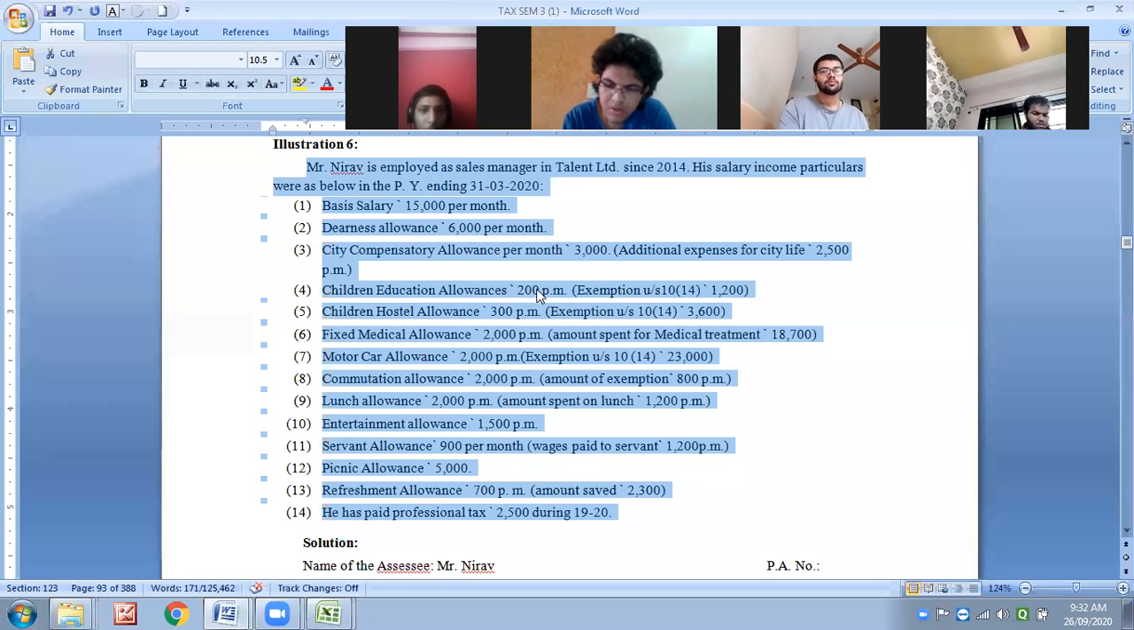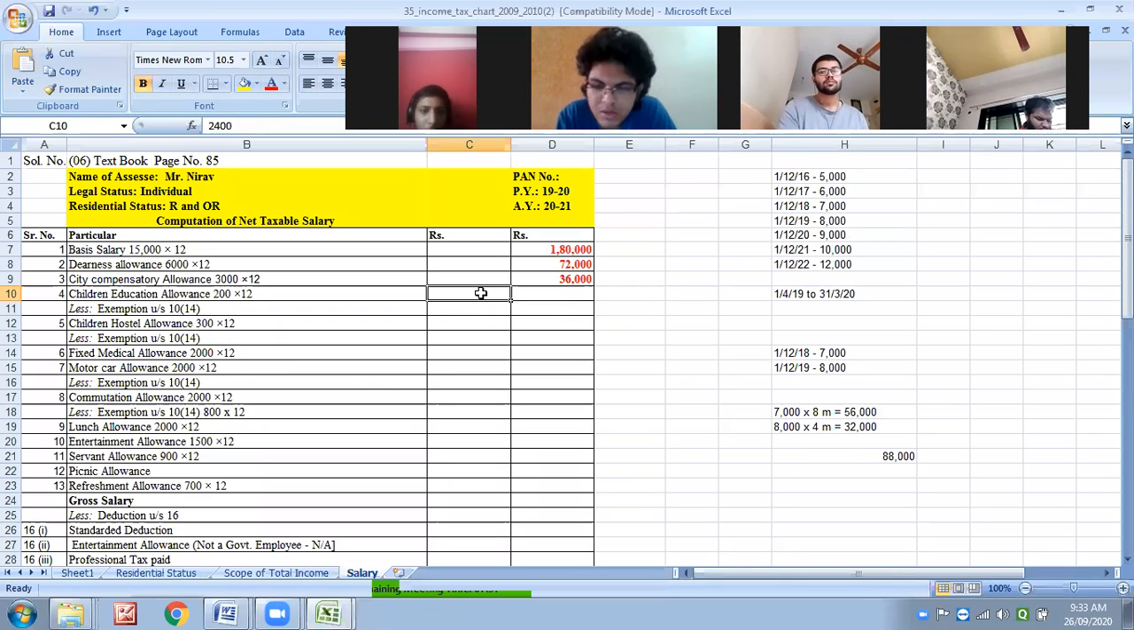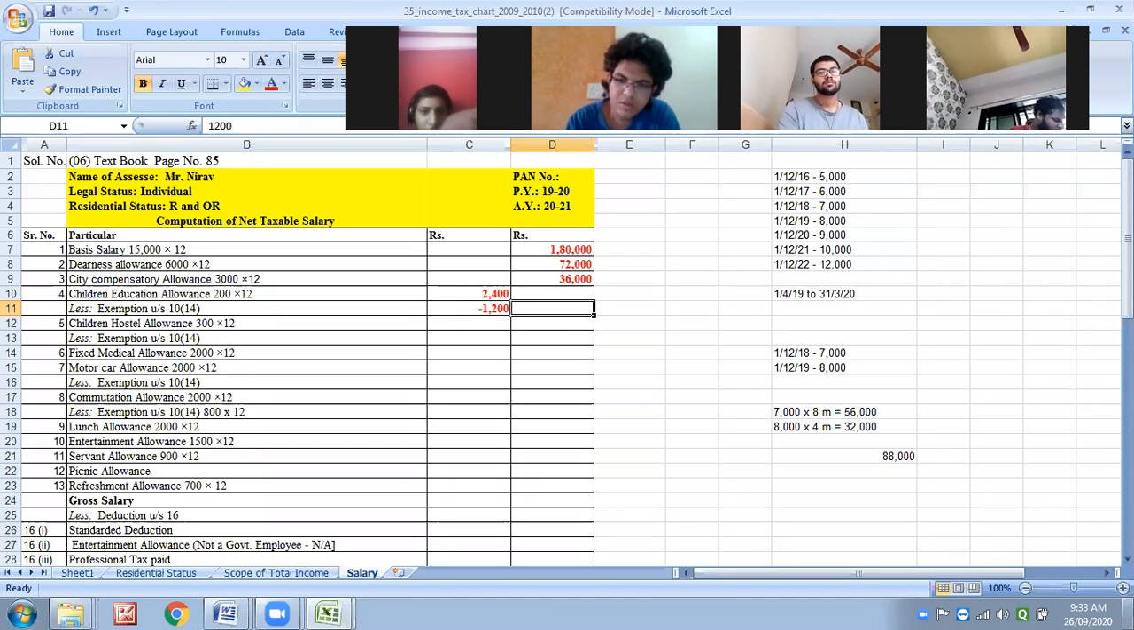Next, children's education allowance, 200 per month. So how much will be annual value? 2,400. Thank you, Pragati, Kinjal and all. So I will write in inner column. And how much was the deduction given? 1,200. So what is the taxable value? 1,200. Are you with me, all of you?